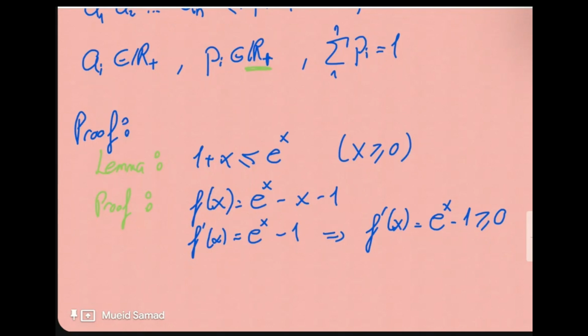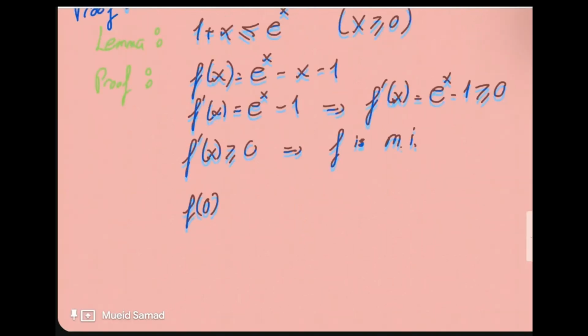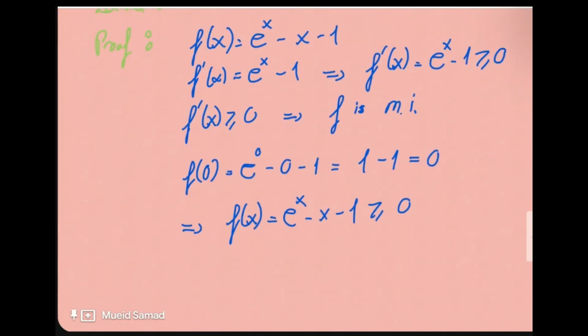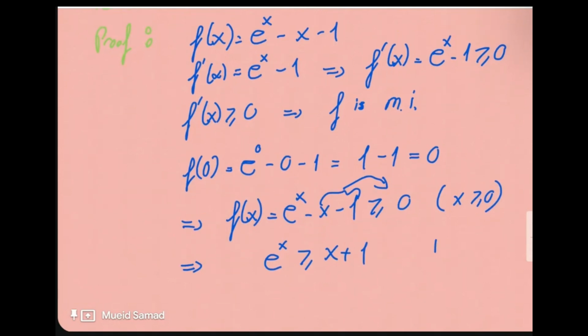Now, what can we infer from this? If the first derivative is bigger or equal to 0, then we know that f is monotonically increasing. So we know that it's monotonically increasing, and we also have the smallest point, f of 0, which is equal to e to the power of 0 minus 1, which is just 1 minus 1, which is 0. So for all the other x's that are bigger than 0, the function has to be bigger or equal to 0. So generally we can say that f of x is bigger or equal to 0 for all x bigger or equal to 0. So this implies, if we bring these two guys to the right-hand side, that e to the power of x is bigger or equal to x plus 1, which is what we wanted to show in this lemma.